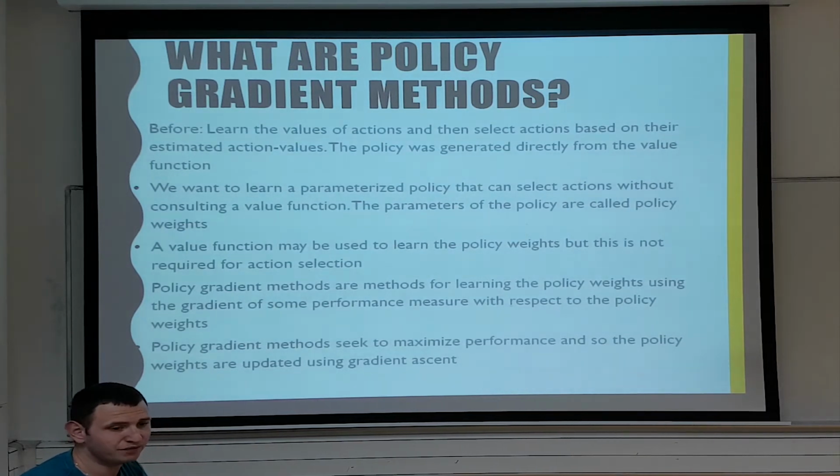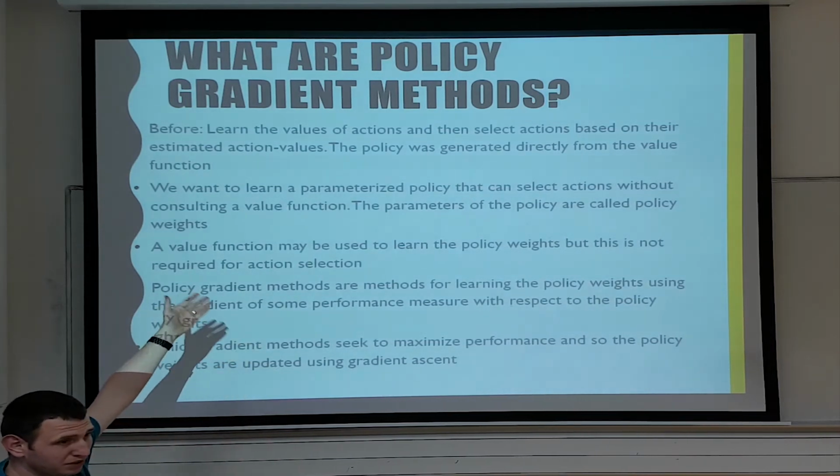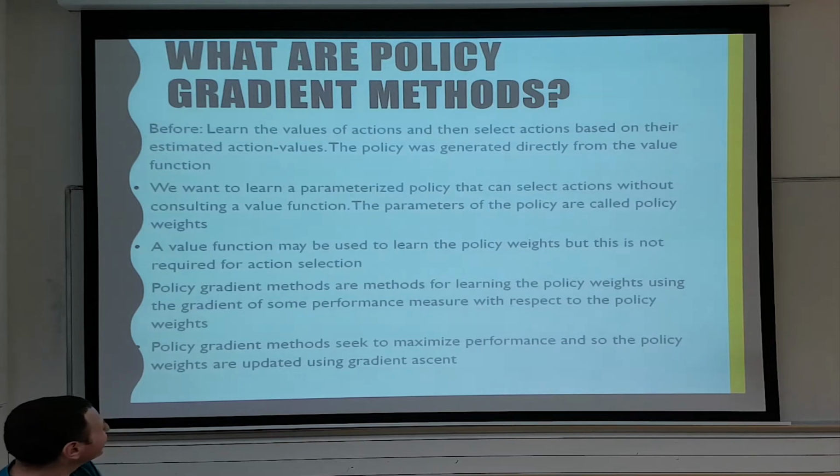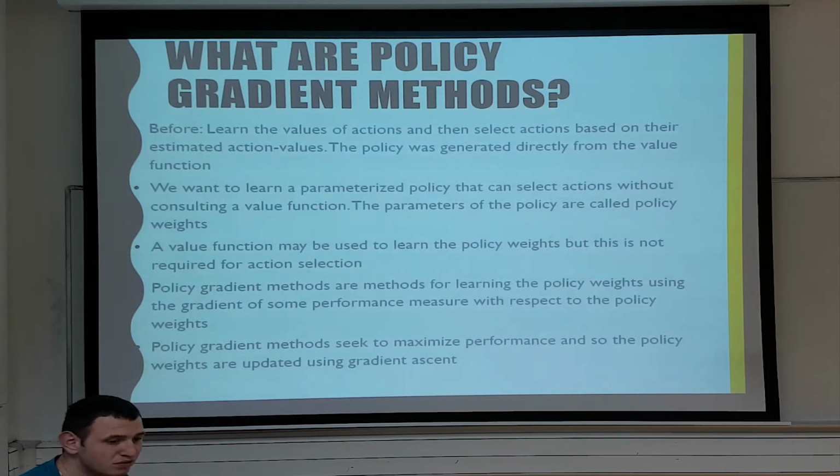What we did before, we learned the value of actions and then selected the actions based on the estimated action values. The policy was generated directly from the value. Now we want to learn a parameterized policy, using deep reinforcement learning. A parameterized policy can select actions without consulting a value function. The parameters of the policy are called policy weights. A value function may be used to learn the policy weights, but it is not required for action selection. So policy gradient methods are methods for learning policy weights using the gradient of some performance measure with respect to the policy weights.